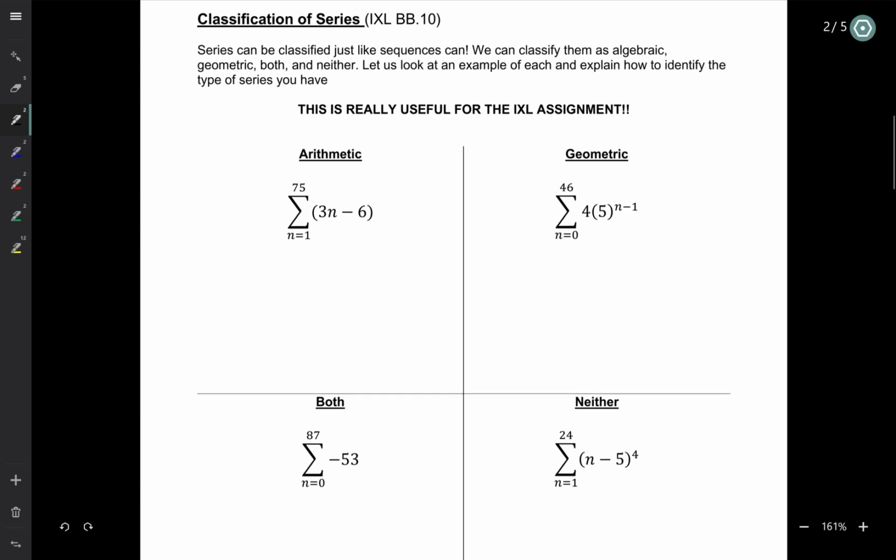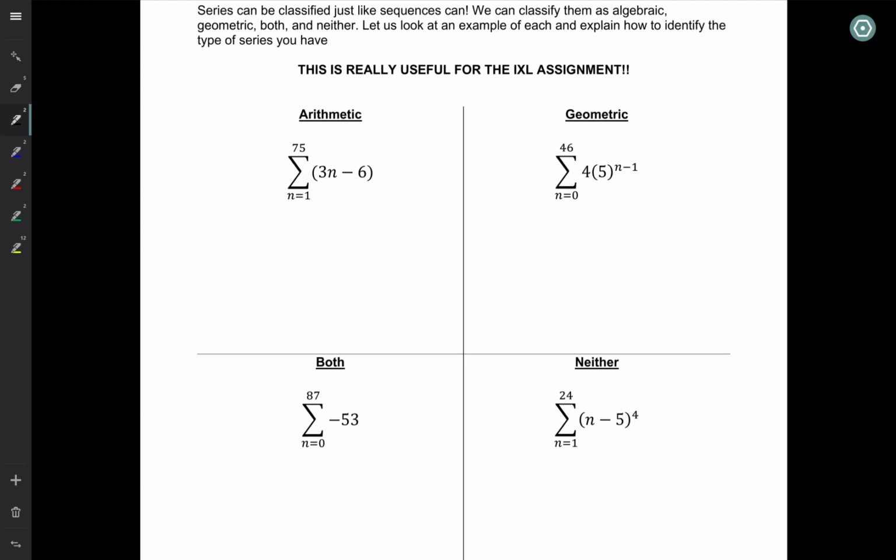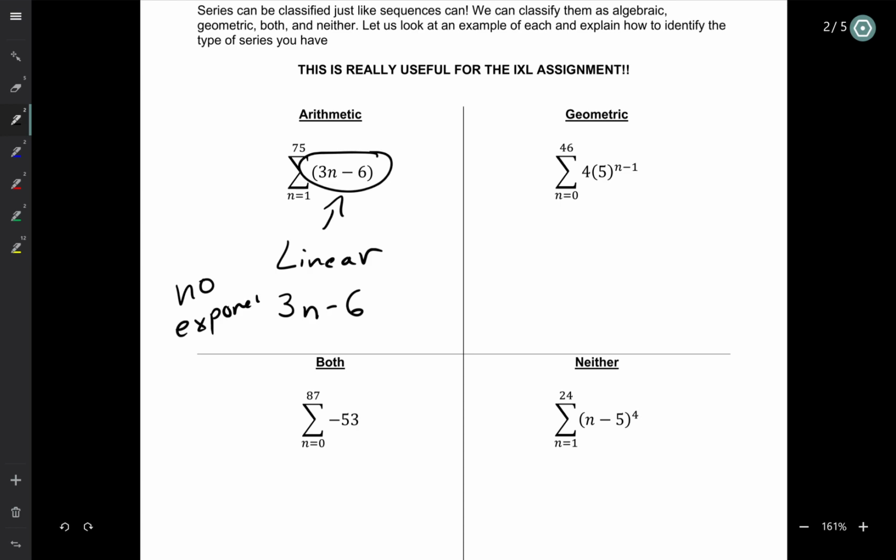This expression here is arithmetic because this is linear. It has one n being multiplied by something. So it's 3n minus 6. That's a linear expression. There's no exponents. So write down no exponents. That's what you want to look for. If there's no exponents, but there is an x or an n, then it's linear.